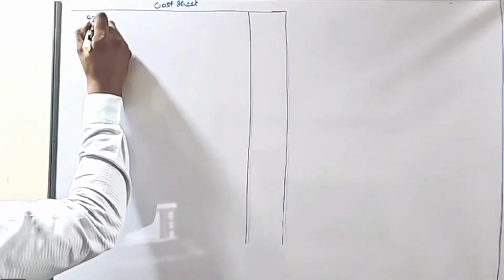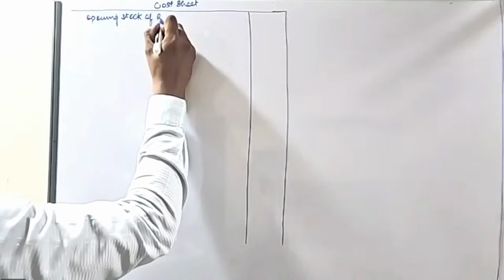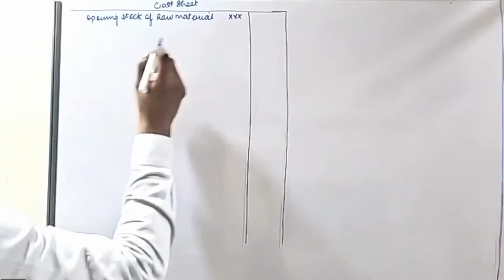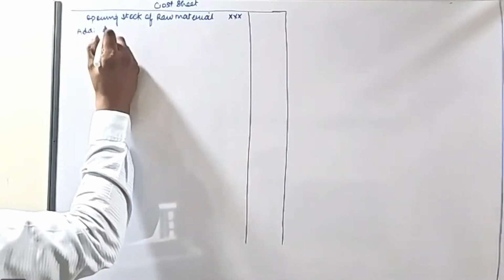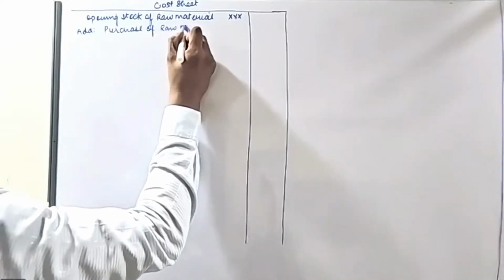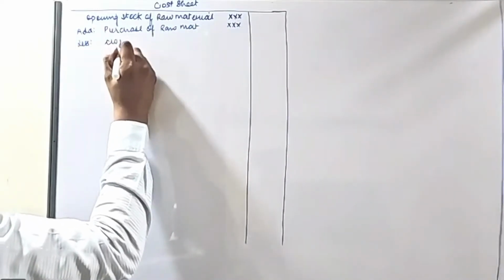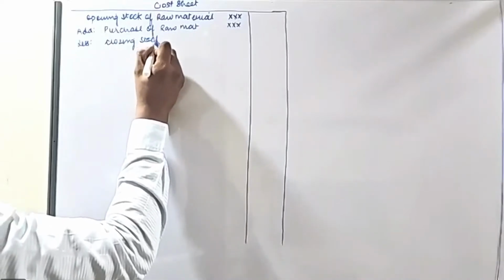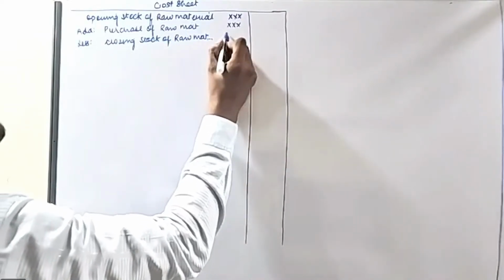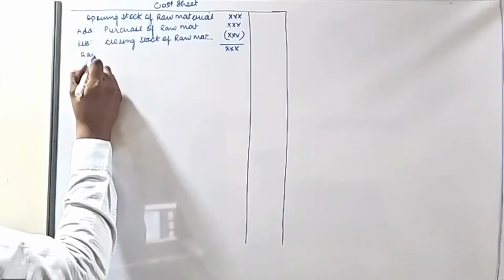First, we will start with the opening stock of raw material. To the opening stock of raw material, we will add purchase of raw material, and we will subtract closing stock of raw material. This is how we will get raw material consumed.